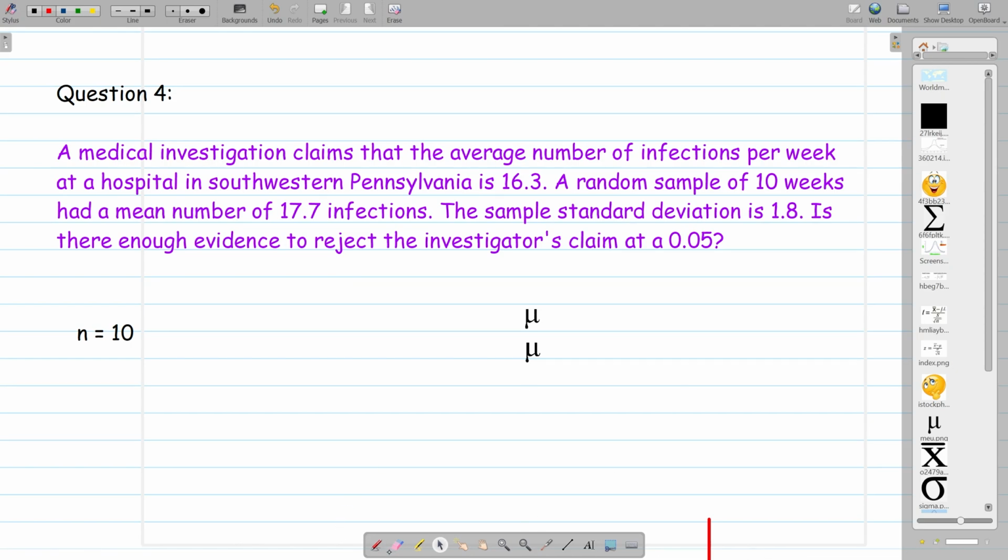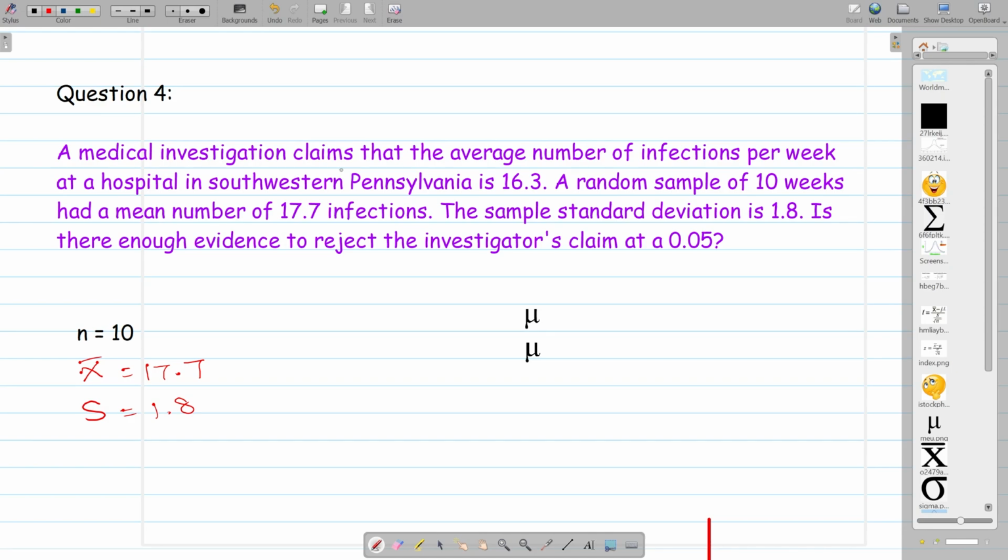Very first, when you look at the question, what you know: n is equal to 10. And for that sample, the mean number of infections, x bar, is equal to 17.7. And the sample standard deviation they have given us, s, is equal to 1.8. Okay, next, look at the claim.